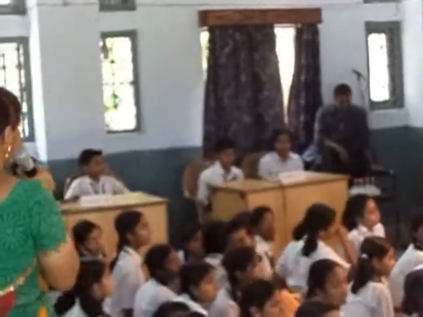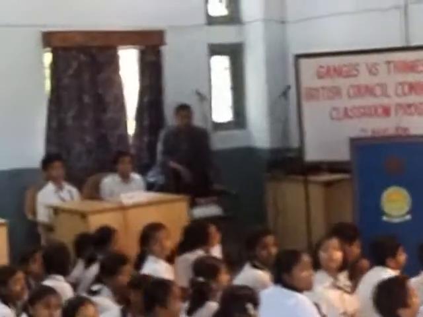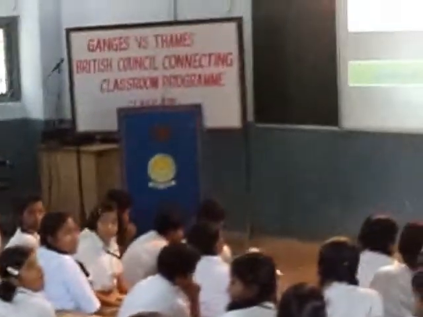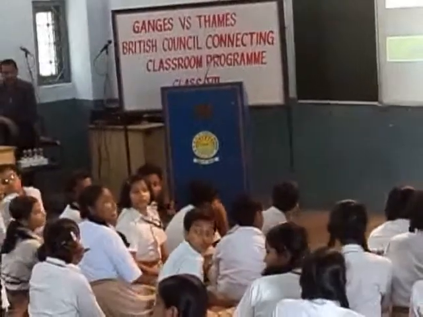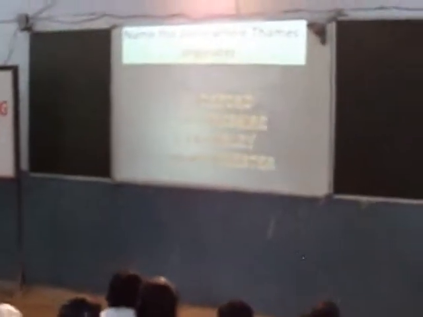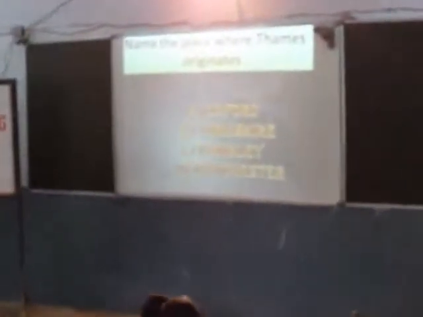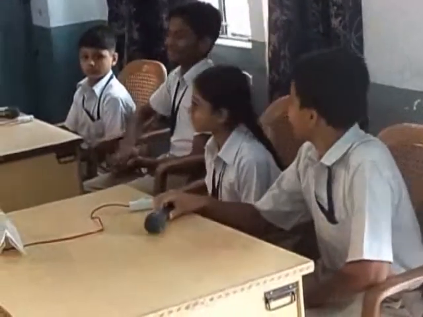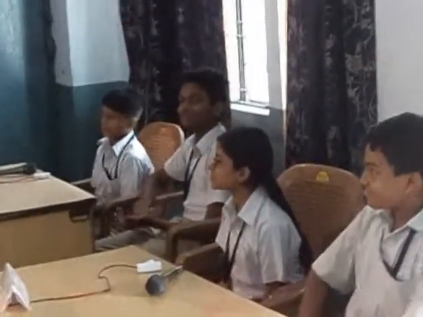So the first question is for Team A. The scorers are ready. If they give it correct, it will be 5 marks. Team A, your question? Name the place where Thames originates, and the options are Oxford, Yorkshire, Kemble, Manchester. It's C. Cambridge. Correct answer. Big round of applause. 5 marks for them.